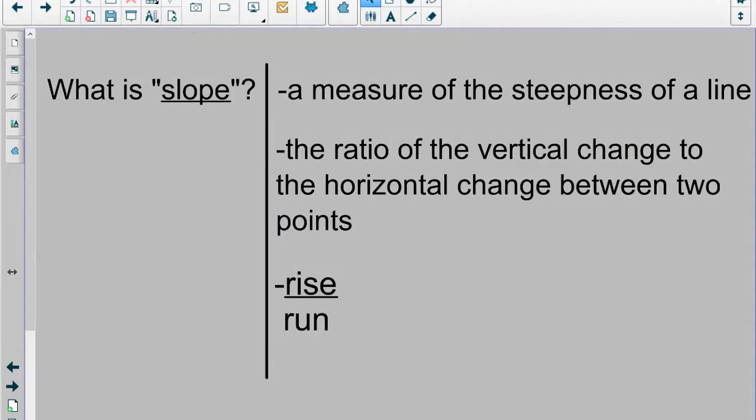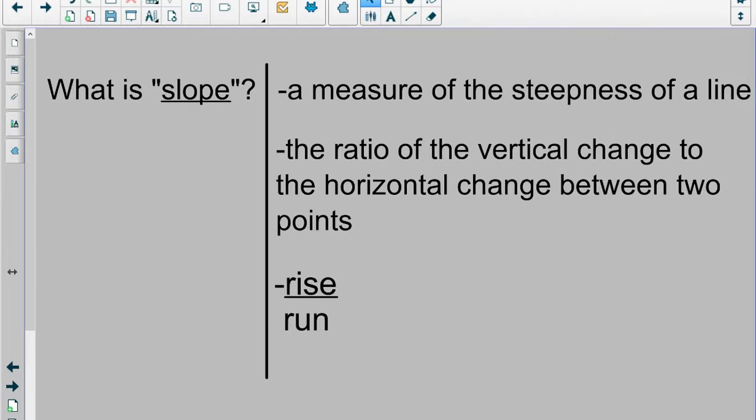So in this lesson, we're going to talk about slope. And before we find slope or calculate the slope of a line, let's talk about what slope actually is. First of all, it's just a measure of the steepness of a line. So the steeper the line, the larger the slope. The flatter the line, the less steep the slope, or the smaller value that it has.